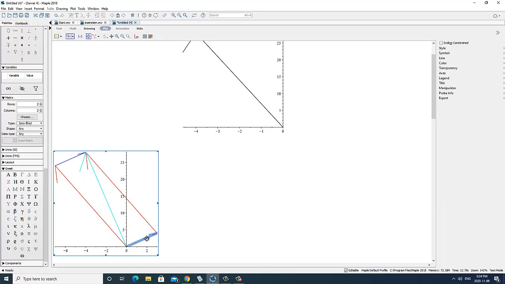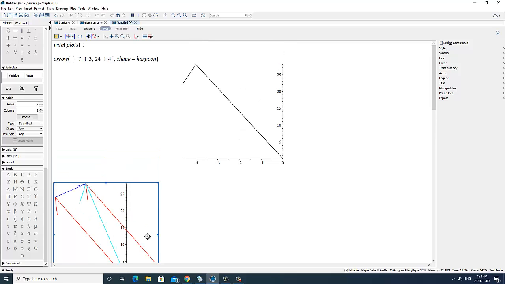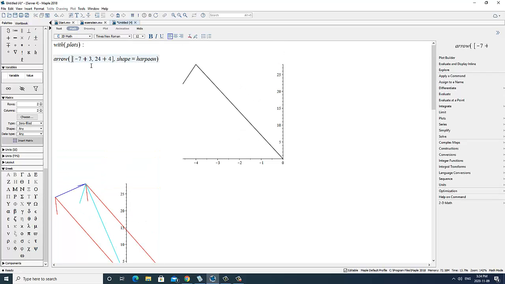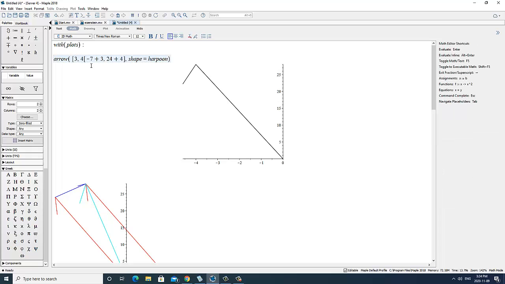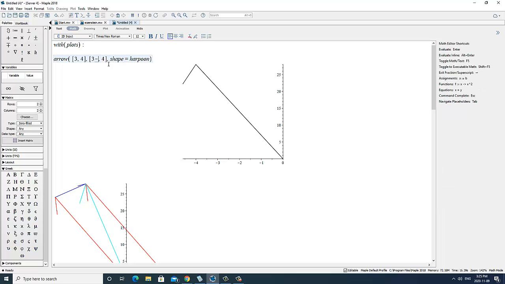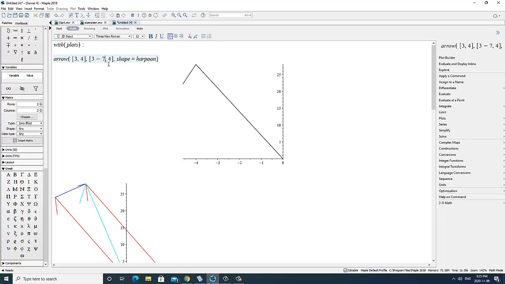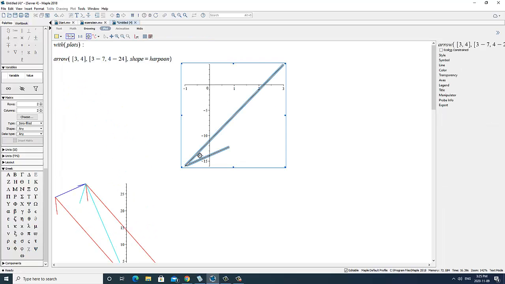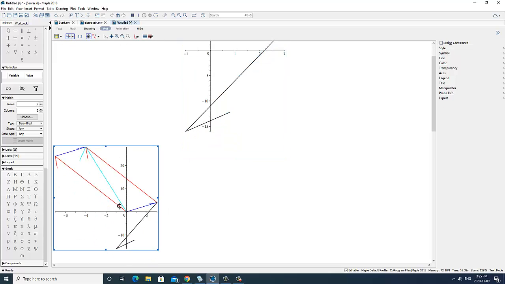So here is the 3, 4 vector. Oh, I messed that up.